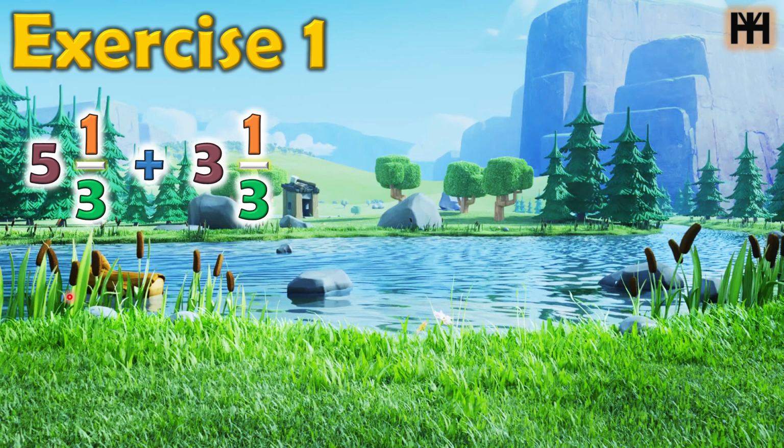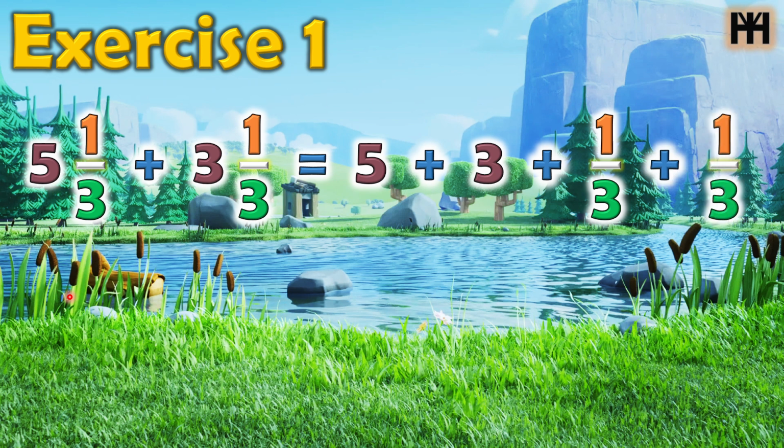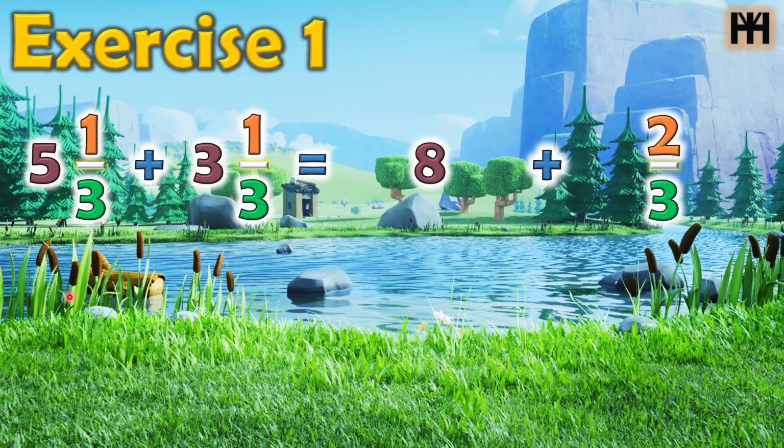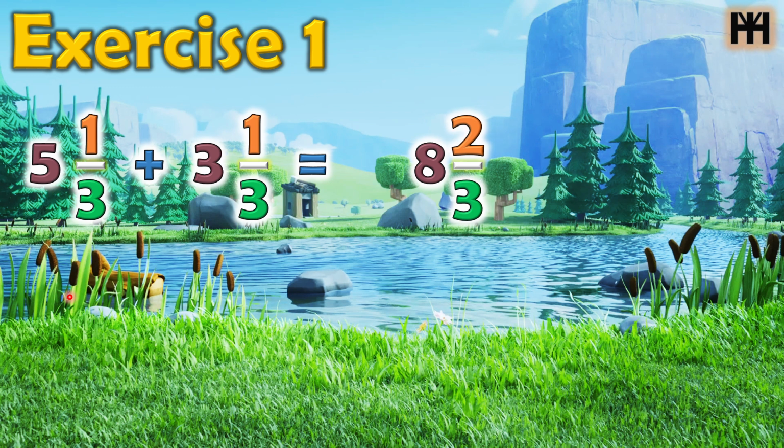Exercise 1. Let's say we have 5 and 1 over 3 plus 3 and 1 over 3. Let's gather the whole numbers together, the 5 and 3, and the fractions together. So we have 5 plus 3 plus 1 over 3 plus 1 over 3. Let's add the whole numbers, 5 and 3, so they will be 8. And let's add the fractions, 1 over 3 plus 1 over 3, they will be 2 over 3, as we just added the numerators and the denominators are the same. So 8 plus 2 over 3 will be 8 and 2 over 3.